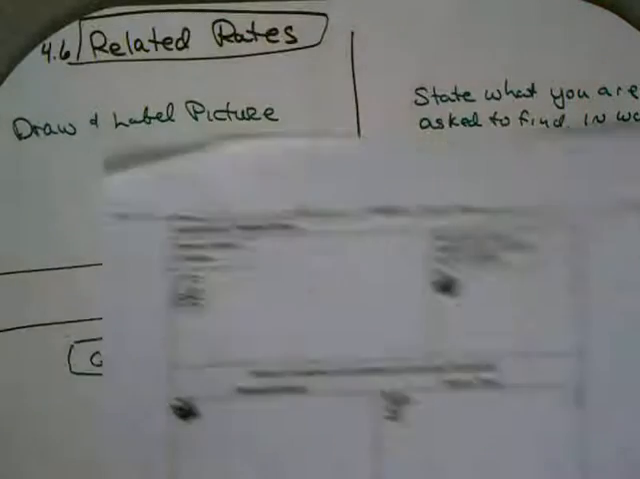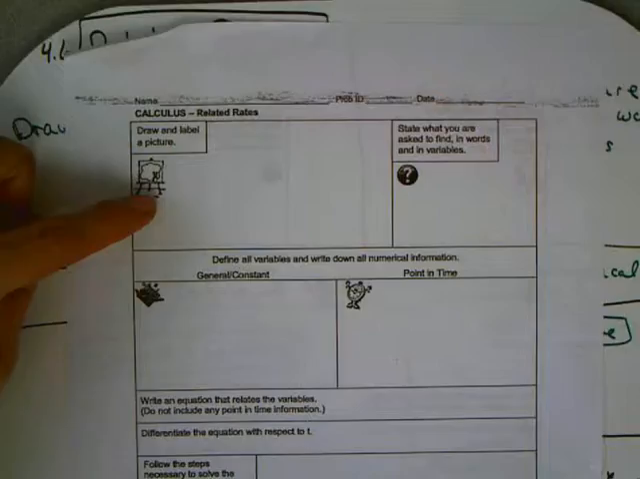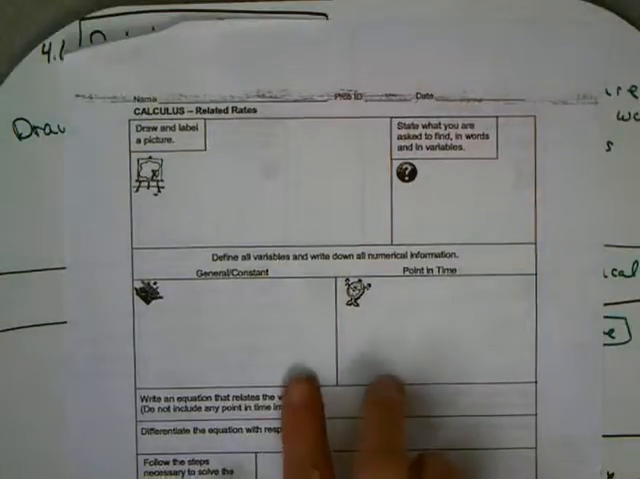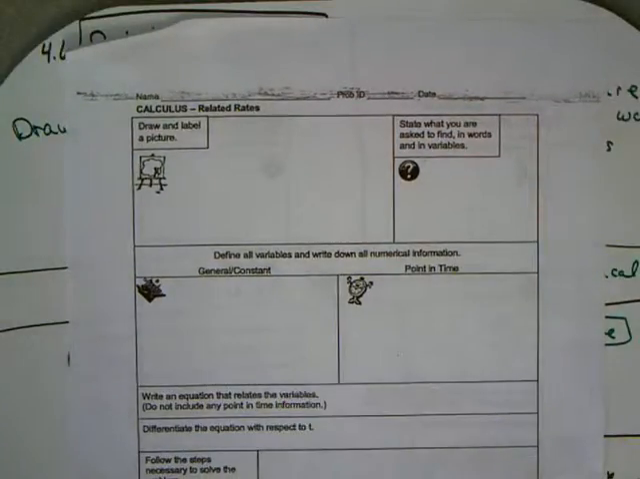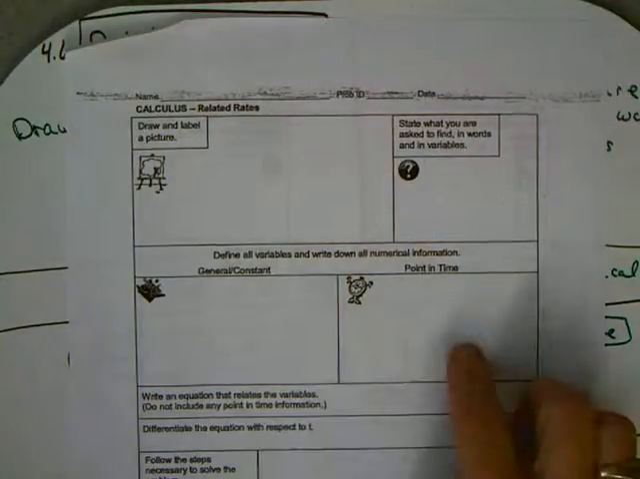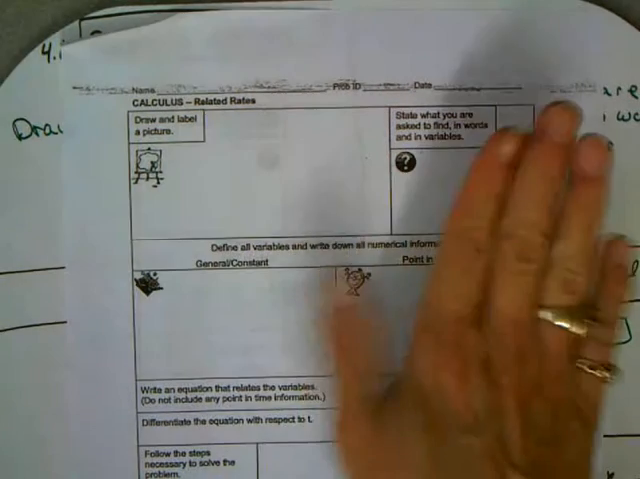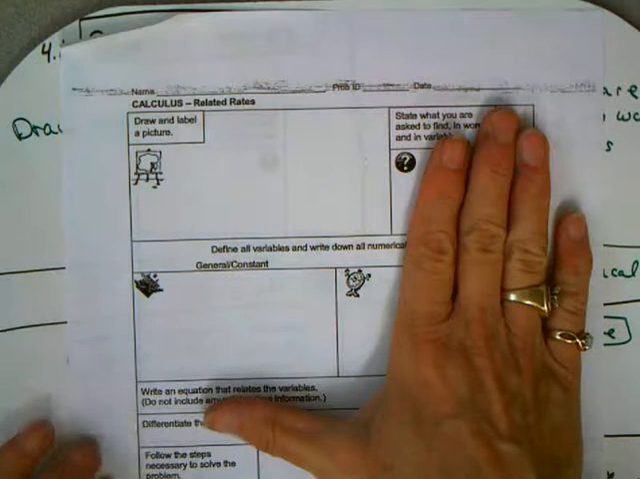We are going to look at this related rate problem using this organizer. We will draw and label a picture to understand our information. Then we will state in words and in variables what we intend to find. We'll write down all the information we're given, and there are two things to look at: what's general information that's never changing, and what is changing with time, but at that point in time, what did they tell us? Then we write an equation that relates the variables, and we can use any constants that don't change.